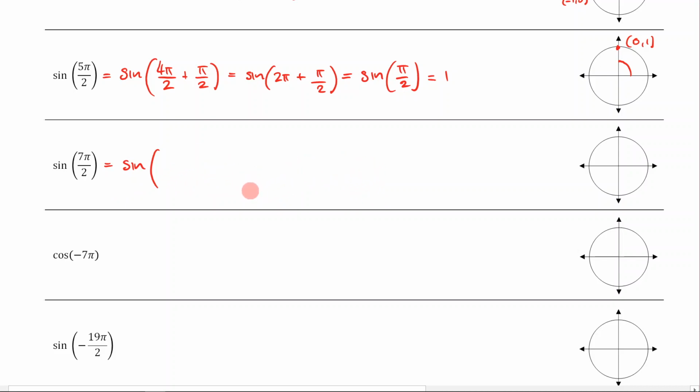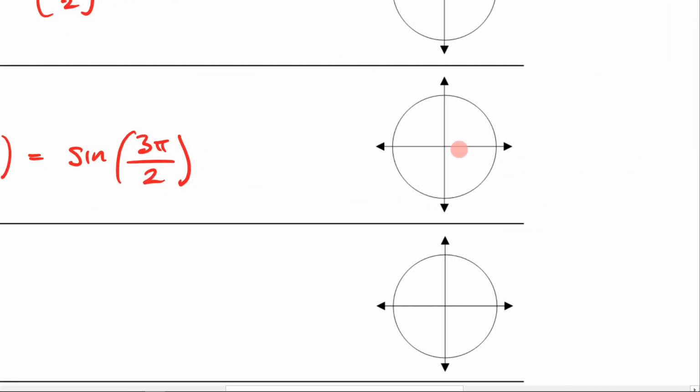What we have to do instead is say, all right, if I make this 4 pi on 2 and then plus onto that 3 pi on 2, well, that brings me to 7 pi on 2. And that is the same as 2 pi plus 3 pi on 2, which is going to be equal to sine of 3 pi on 2. And now I can come over here and just say, well, it's literally that, which is taking me here, which is going to be 0, -1. So my answer is going to be -1.